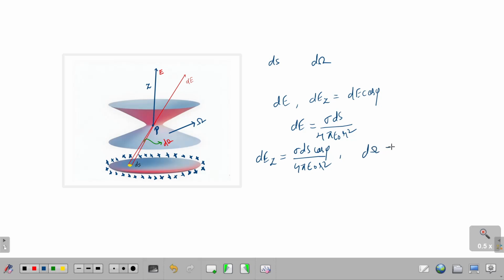d omega is equal to ds cos phi divided by r squared. Hence we can write dEz to be equal to sigma d omega divided by 4 pi epsilon naught. So after integrating, we get E equal to sigma omega by 4 pi epsilon naught. Now this is the electric field at point P.